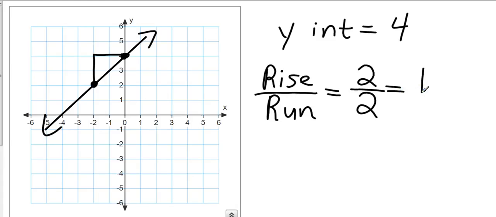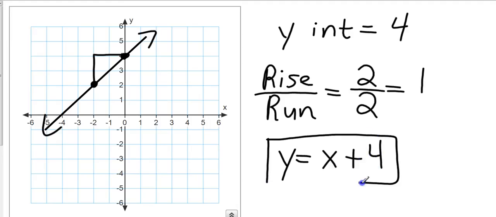So I have a y-intercept of 4 and a slope of 1, which makes my equation y equals x plus 4. Okay, so we just take off the y-intercept and then we put 2 points on there and find the slope. Okay, last thing. We're going to learn a new thing today.